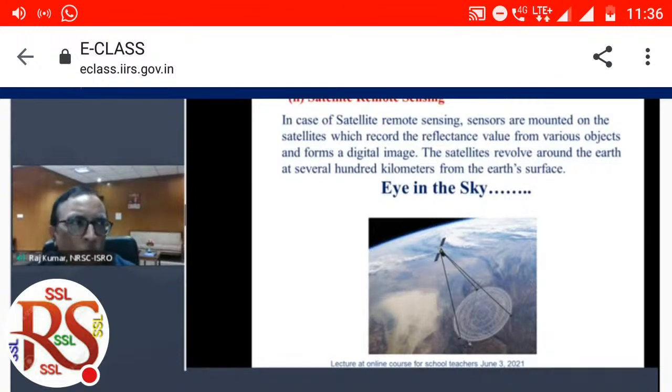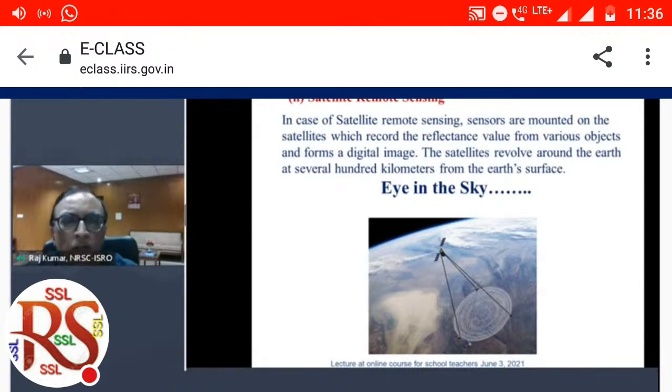It is mainly used for testing instruments. When we develop any instrument or sensor, we decide what type of information and what type of sensor there should be, and accordingly we test those sensors. And anyhow, satellite remote sensing is what we are talking about, based on the different types of satellites.